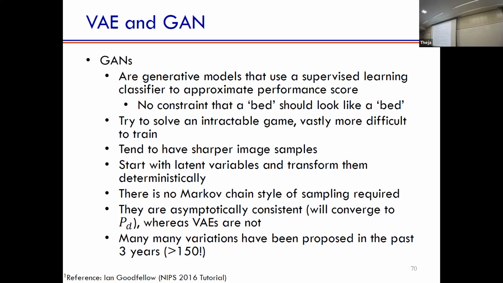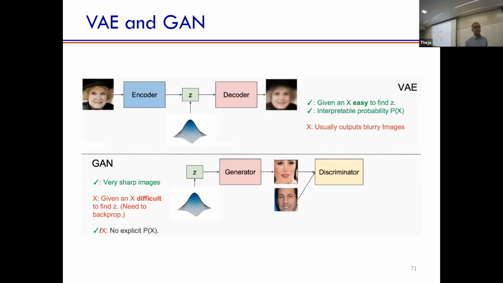There are a few more points, but in the past, I guess, three to five years, there have been 1,000+ variations of each of these VAEs and GANs. Anyway, in terms of pictures, this is the VAE. There's an encoder, a latent phase where you're assuming a Gaussian distribution, and then there's a decoding process. Given an X, it's easy to find Z because you can just use an encoder, and you have a probability distribution over all the outputs.